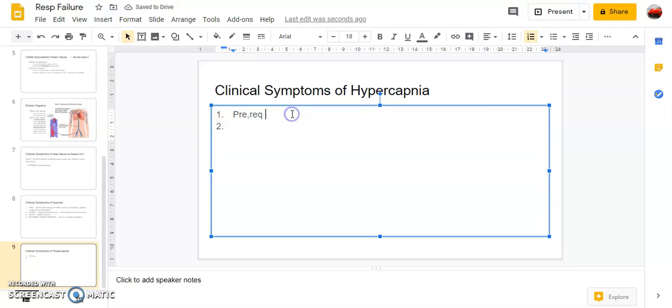Similarly for hypercapnia, the prerequisite is that you will always have hypoxia symptoms. Other symptoms are that it will hit the central chemoreceptors. And yeah, that's about it. One more thing is that it can cause respiratory acidosis due to increased CO2.